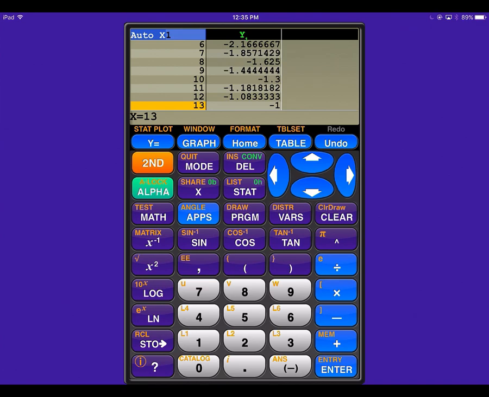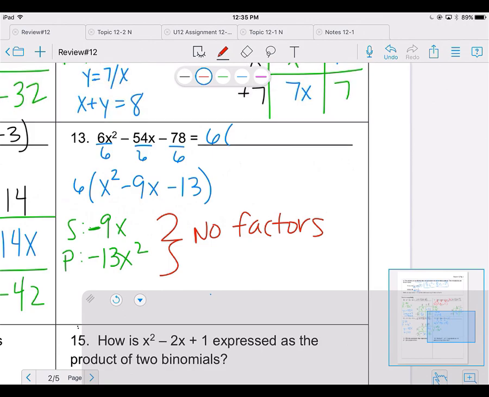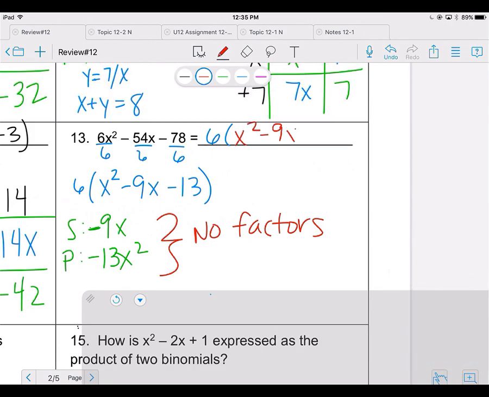But if I get all the way back to my product and I haven't seen anything, then there are no factors that will fit this criteria, which means my answer is just taking out that GCF, and there's nothing further I can do.